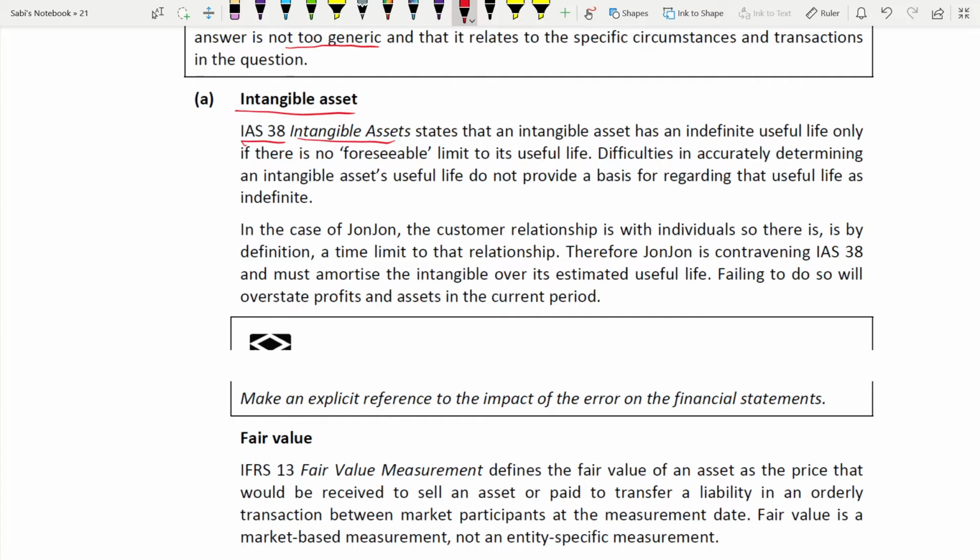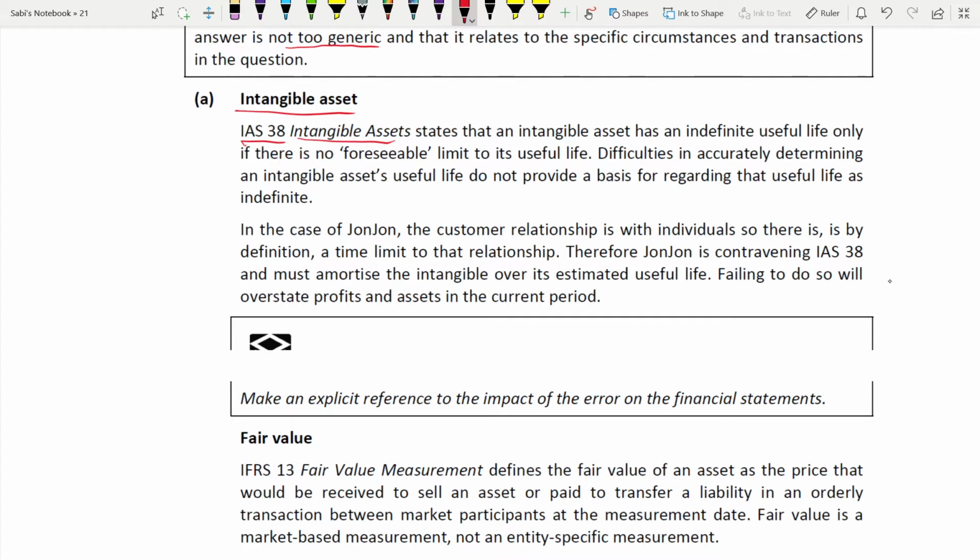Remember, what are we talking about? IS38. There are so many rules in IS38. It talks about amortization, it talks about impairment, it talks about research cost and development cost. What are we answering? That you should be sure. We are answering what is asked in the case study, the information given to you. They told about the useful life, so we have to mention the useful life according to IS38. What do they say about useful life? Okay, so you are going to start from there.